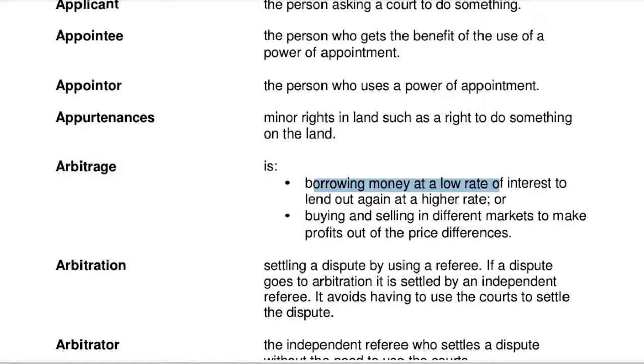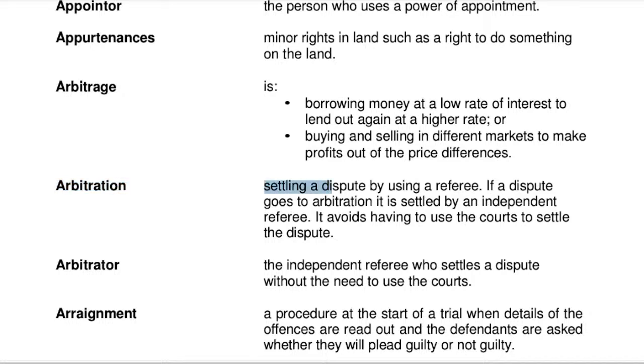Arbitrage is borrowing money at a lower rate of interest to lend out again at a higher rate, or buying and selling in different markets to make profits out of the price differences. So that's arbitrage. Buy low, sell high. Arbitration, settling a dispute by using a referee. If a dispute goes to arbitration, it is settled by an independent referee. It avoids having to use the courts to settle the dispute. And the arbitrator is the independent referee who settles a dispute without the need to use the courts.